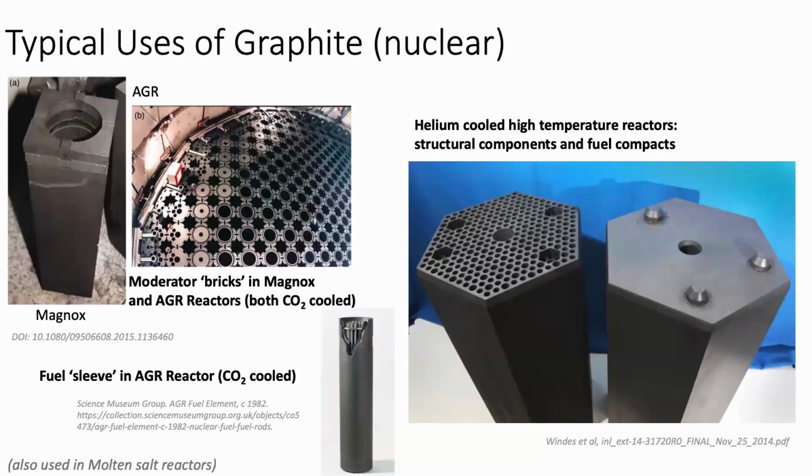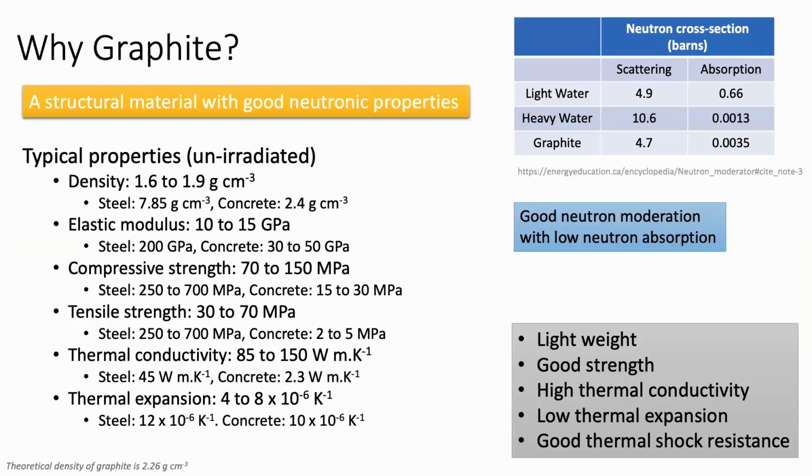Okay. It's about graphite, nuclear graphite, used in the UK for the Magnox and the AGR reactors, which are CO2 cooled, also being used in future for high temperature reactors. Important material. Why graphite? It's a structural material with good neutron moderation and low neutron absorption, and it has excellent thermal shock resistance. So its structural properties are really interesting, and its effects with radiation are really interesting.